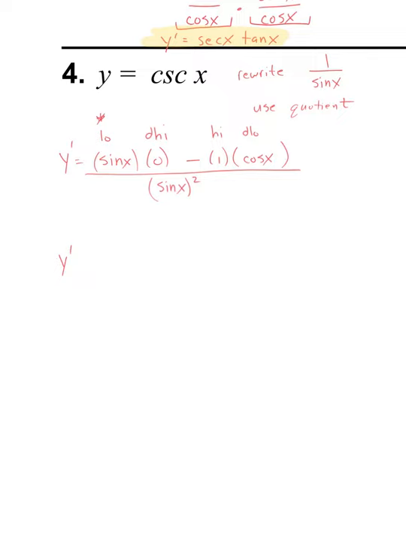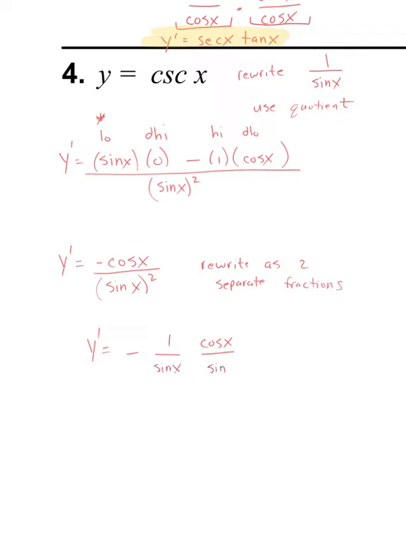All right, let's simplify each term in the numerator. This term goes away. Sine of x times 0 is 0. Here we have negative cosine of x, all over the sine of x squared. Okay, now just like we did earlier, we're going to rewrite as 2 separate fractions. Okay, so I'm going to leave the negative out front, but I'm going to rewrite the numerators as 1 times the cosine of x. On the bottom, I'm going to pull this apart, and I'm going to put one sine of x here and one sine of x here.